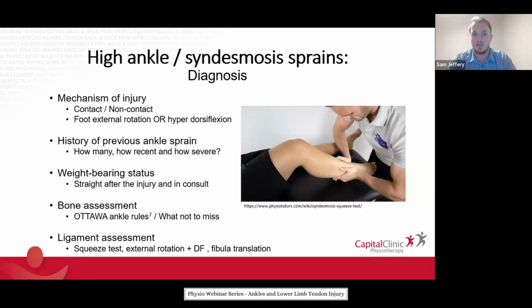Same Ottawa ankle rules. There's usually a higher chance of fracture in a syndesmosis sprain, so I want to be making sure we're always doing those and checking on their weight-bearing status. They're also more likely to require immobilization early on. Ligament assessment is different because we're stressing different ligaments, but in the picture you can see a squeeze test, which is squeezing the tibia and fibula together to compress those ligaments. We have an external rotation and dorsiflexion test, which is mixing the two mechanisms of injury to stress those ligaments. And then there's also a fibular translation, which I don't do much of, but the idea is translating that fibula posteriorly should stretch the syndesmosis between the fibula and tibia.